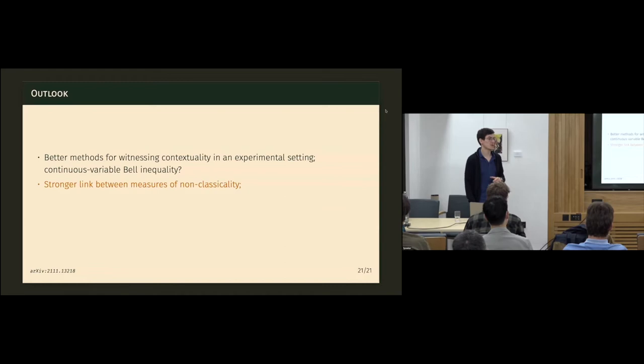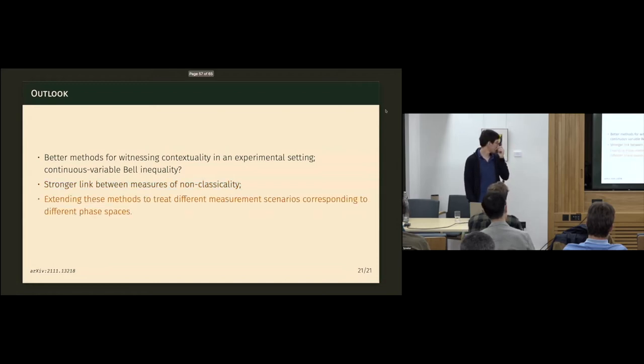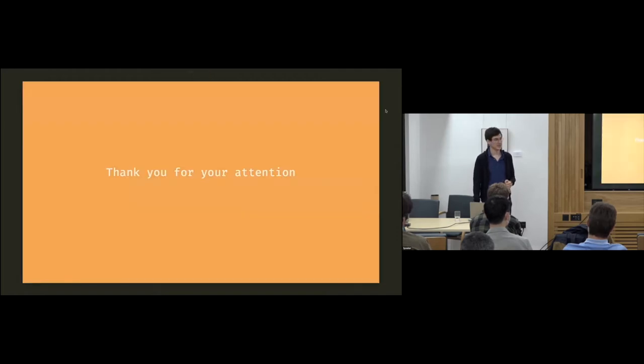For instance, you have measures of non-classicality in both cases. In the case of Wigner negativity, it's the volume of negativity, for instance. And for continuous variable contextuality, you have something called the contextual fraction. So we are trying to see how they are linked. Is one monotone with respect to the other, et cetera. And we would like to extend these methods to different measurement scenarios, especially approximate measurement scenarios, because as we saw, the measurement scenario is not very implementable in practice, because you need to consider all points in phase space, and so you have a continuum of settings. So yeah, with that, thank you for your attention.